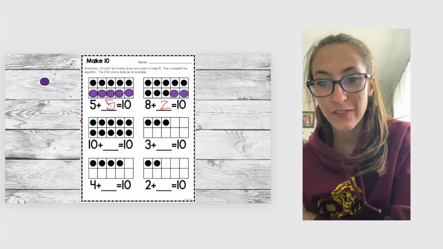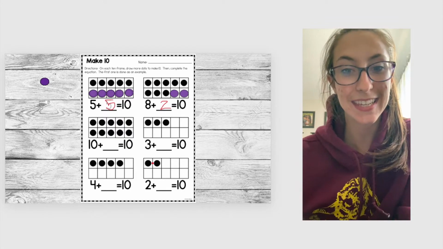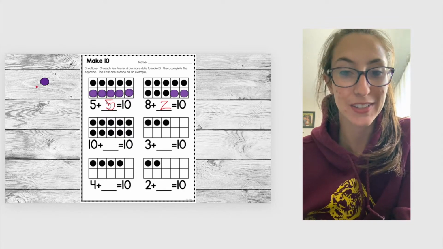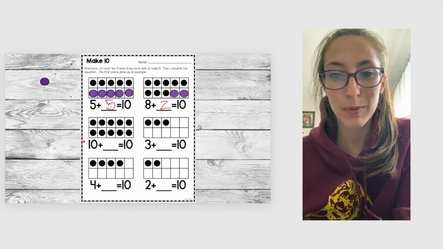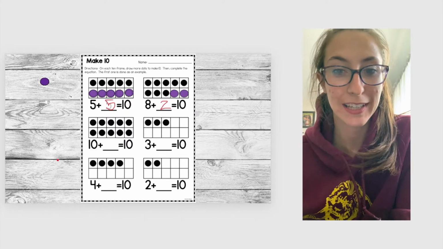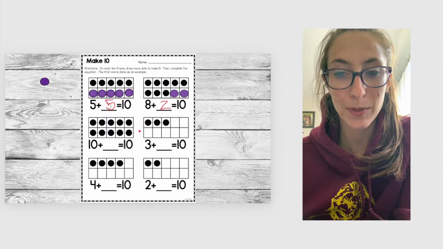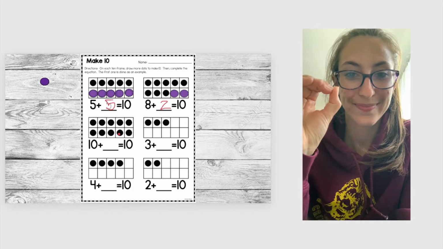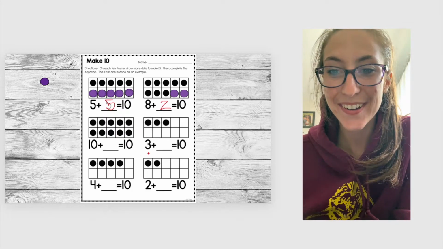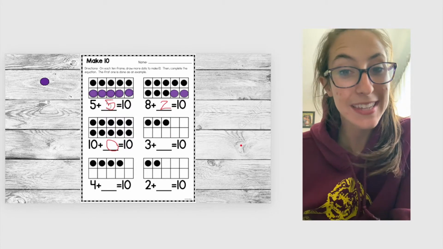Okay, so you need to fill in the extra spaces and then count those dots to see what number it is you need to write down. Okay, what about this one? It's full of black dots. How many purple dots are there? Do we need to fill any spots up? We don't. So how many purple dots do you see? 0, which means we're going to put a 0 because 10 + 0 = 10.